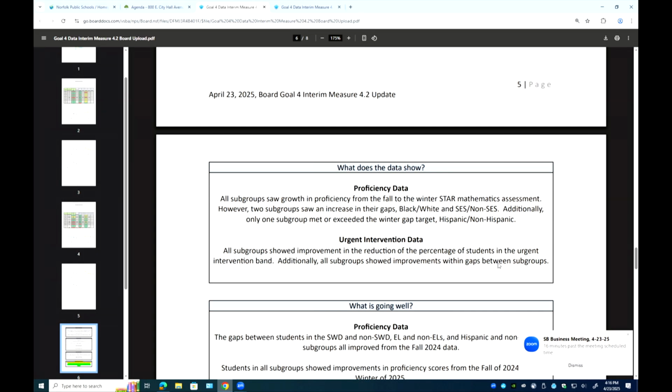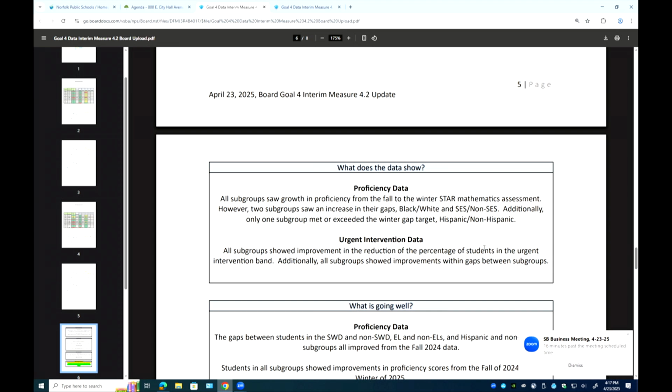When we're looking at our data here, for the proficiency data, all the subgroups in proficiency from the fall to winter STAR mathematics saw growth. However, two subgroups saw an increase in their gaps, which was our black-white and SES, non-SES. And additionally, only one subgroup met or exceeded the winter gap, and that was Hispanic, non-Hispanic.